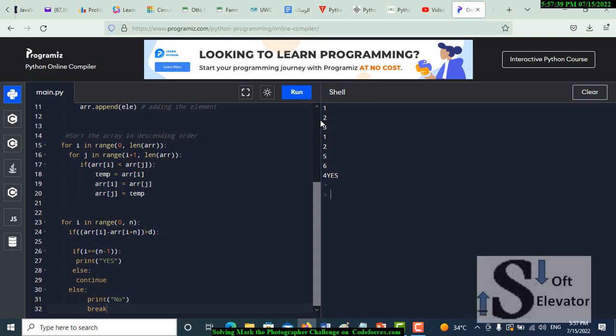Okay, let's try again. 1 test, n is 2, difference is 3. Enter the first value 1, and then 1, and then 1, and then 4. No. Okay.